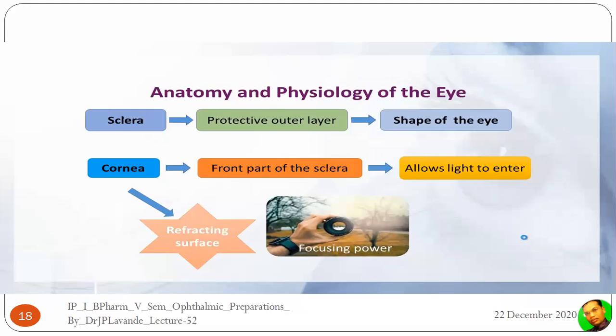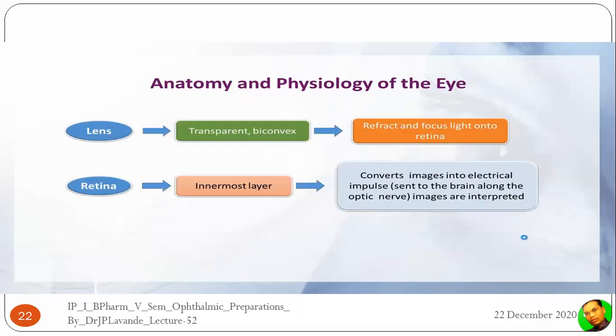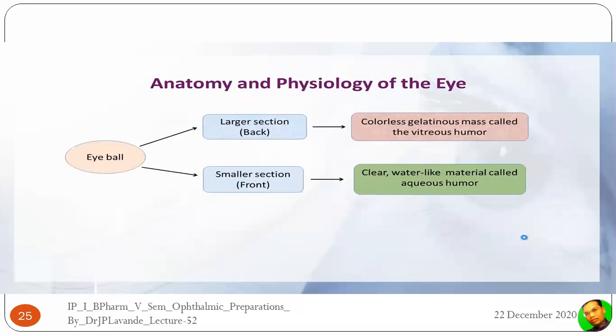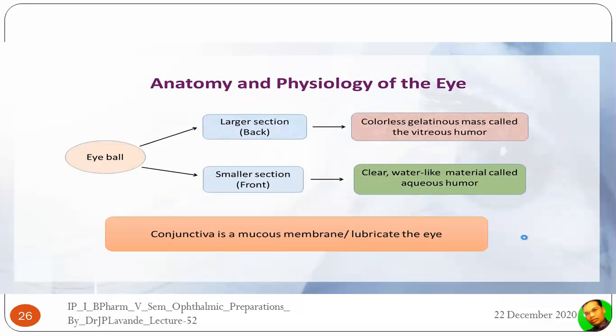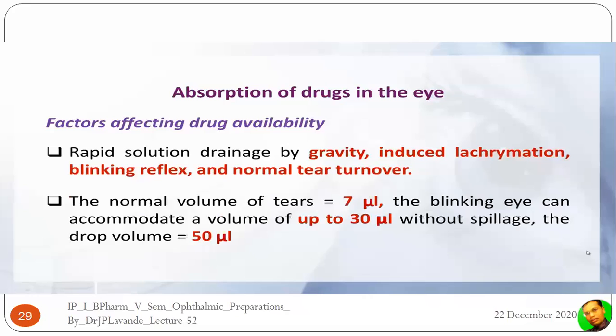Like the sclera, cornea, choroid, iris, lens, retina, macula, and the eyeball. The eyeball is responsible for dividing the eye into two chambers, the anterior and the posterior. The anterior is the small section, the posterior is the larger section. The anterior contains the aqueous humor, the posterior contains the vitreous humor. Then we saw the different factors affecting drug availability in the eyes.